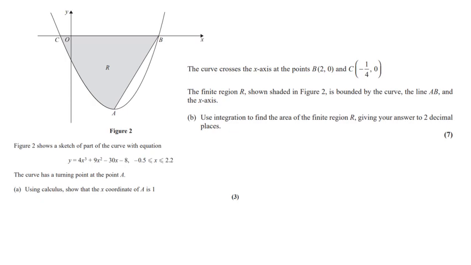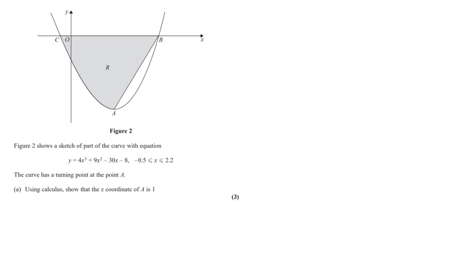But the first thing to note, in total, this is like a 10-mark question. So that's indication number 1. There's going to be quite a lot of work to do. So we'll start with part A. So with part A, what are we told? We're told this shape here shows a sketch of part of the curve with this particular equation. And then we're told that the curve has a turning point at the point A.